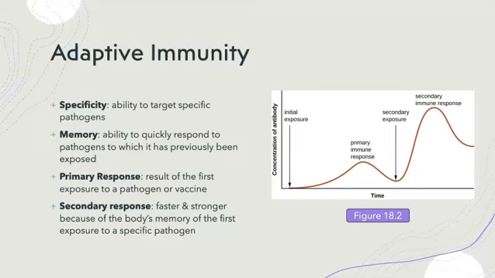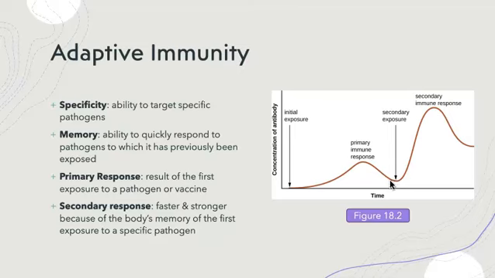So when we are first exposed to a pathogen, let's say it's our first time ever getting the flu, we are going to have a primary immune response. And we see that it does take some time to build up our concentration of the antibodies here. And eventually, as we combat that illness, we are going to reduce the amount of antibodies. But notice how it doesn't completely go down to zero. We always have them kind of circulating.